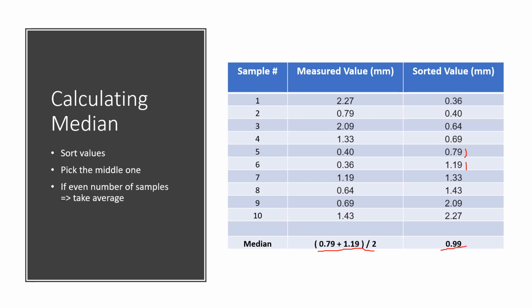Now, if we had an odd number of values, we would not have to do this calculation. We would just select the middle value as the median. So say you had 11 data points, it would be the 6th point, because that would be 5 less than that and then 5 above that.